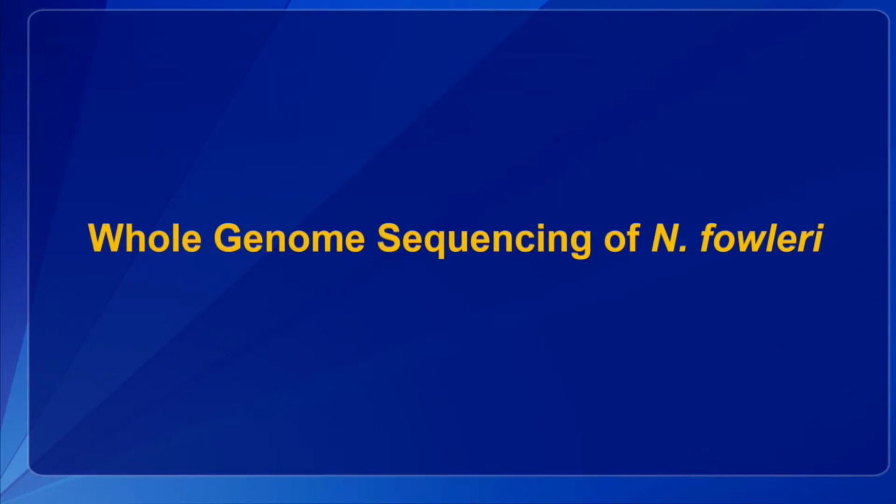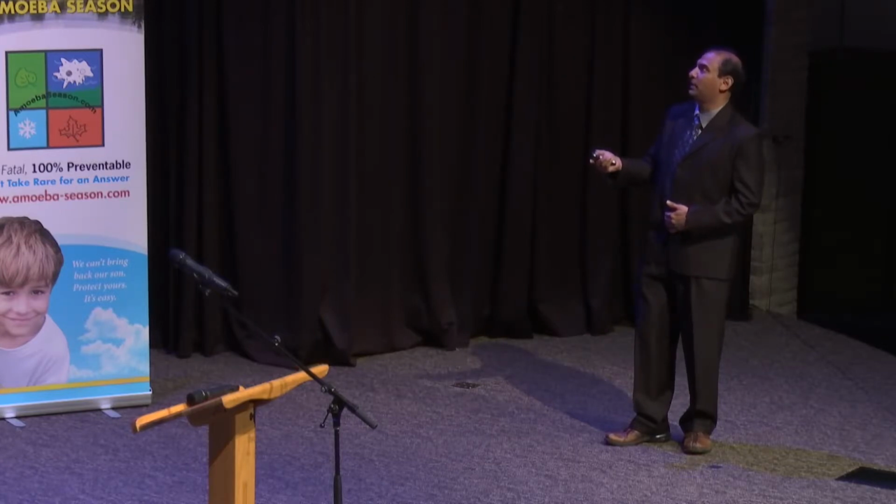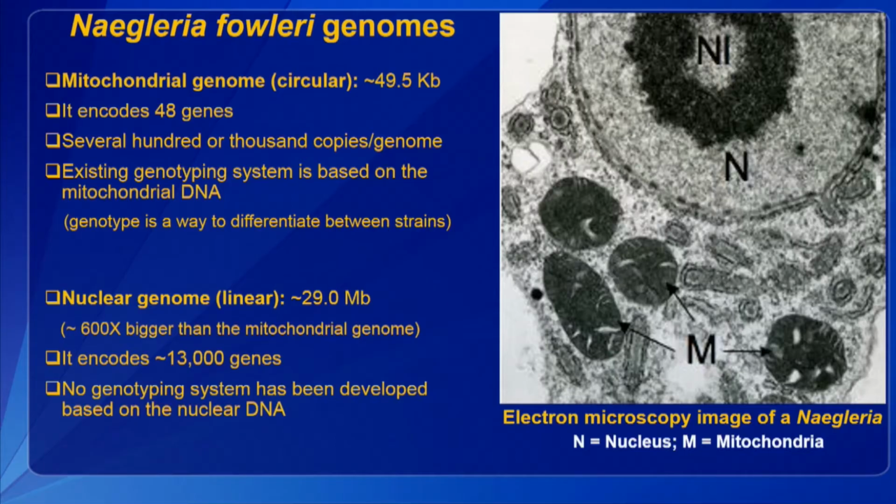So now I'll talk a little bit about whole genome sequencing that we are doing at CDC in order to develop novel genotyping tools. Before going into genome sequencing data, I want to show an electron microscopy partial picture of Naegleria. This is the nucleus, and these are the 4 mitochondria. Both nucleus and mitochondria have their own genomes.